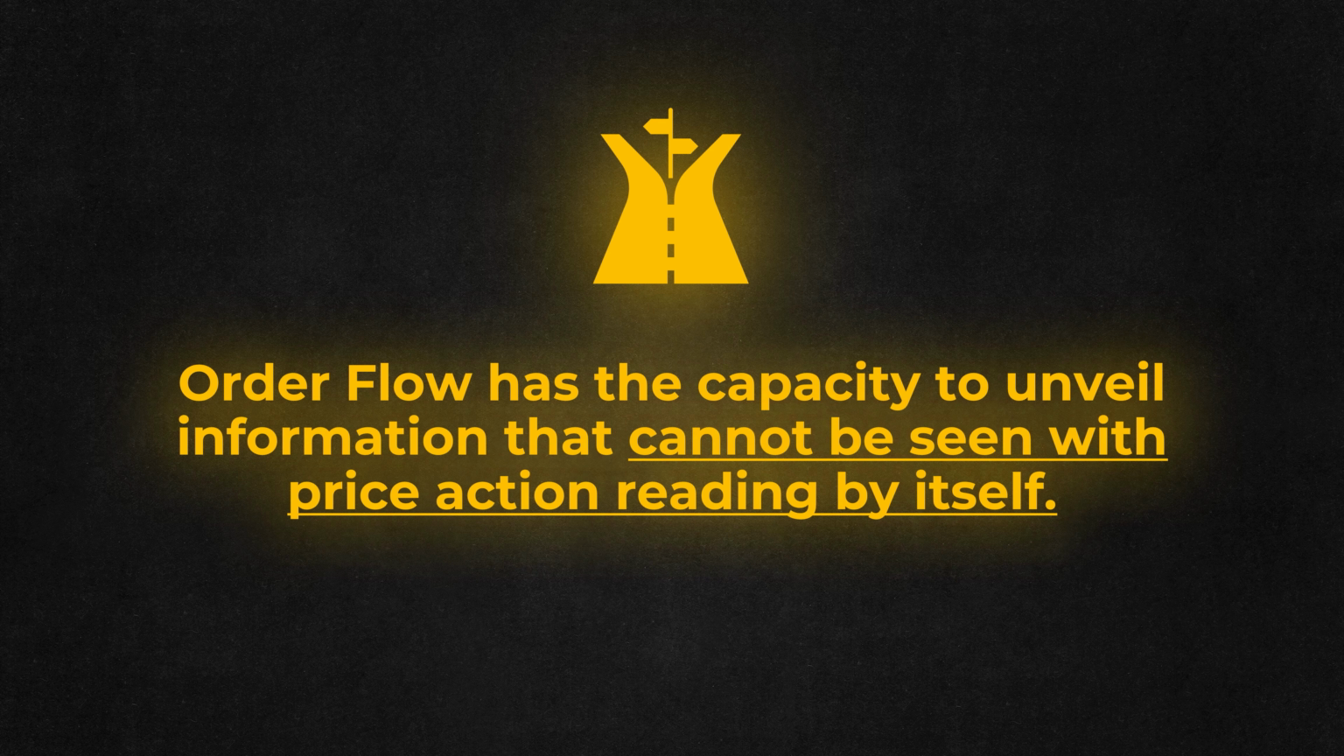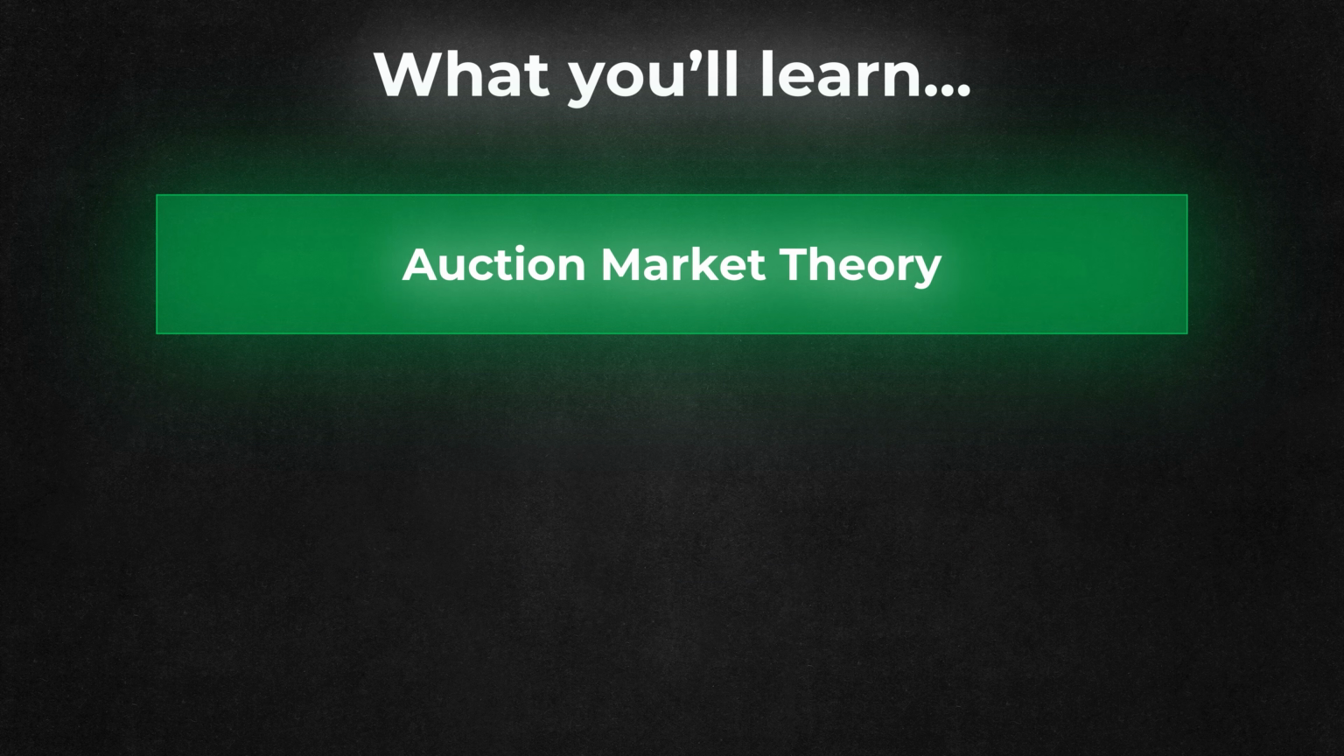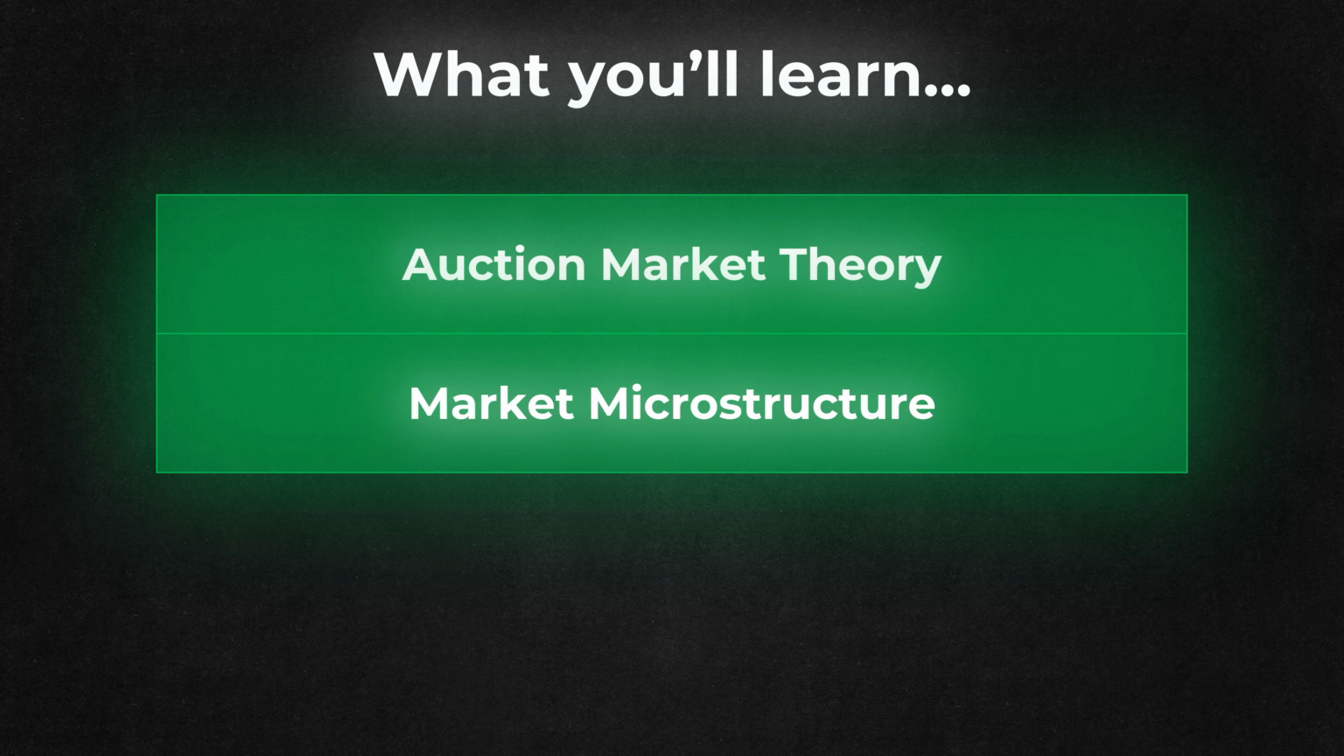This course is constructed in a top-down manner. First, we're going to quickly study the auction market theory, which provides the necessary theoretical framework to understand market microstructure and order flow trading. Market microstructure is what allows us to understand the intricacies, pitfalls, and opportunities that exist in the way buy and sell orders are placed, matched, and executed in the market.